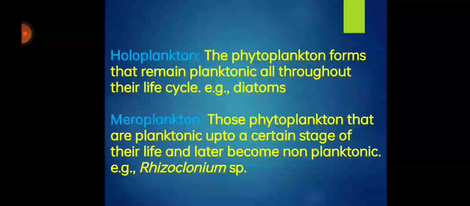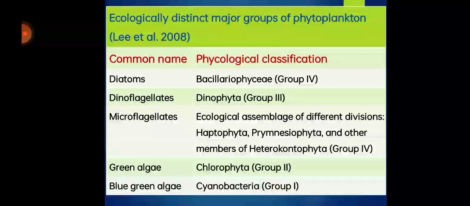Now, based upon the ecologically distinct groups that are present as phytoplankton in aquatic ecosystems, we can observe that diatoms are the largest group of phytoplankton. They belong to the class Bacillariophyceae under group 4 as per Lee's classification. The second most abundant group is the dinoflagellates, which belong to group 3 as per Lee's classification.